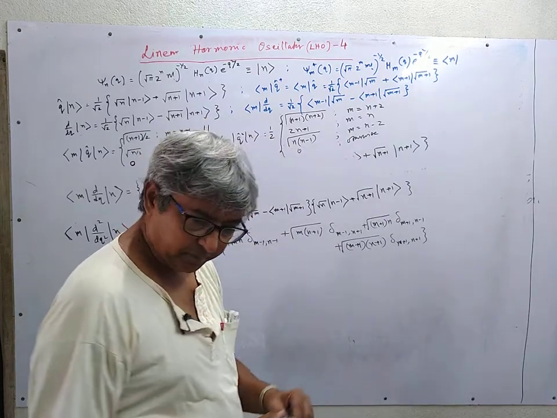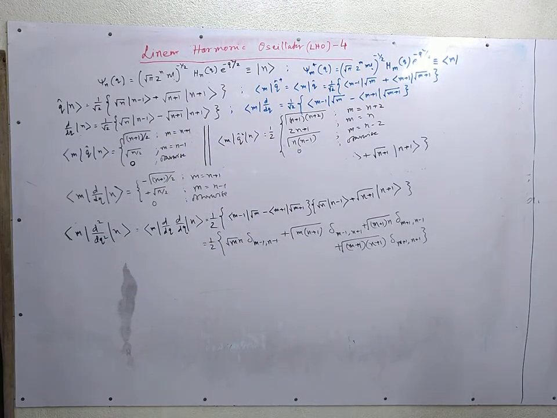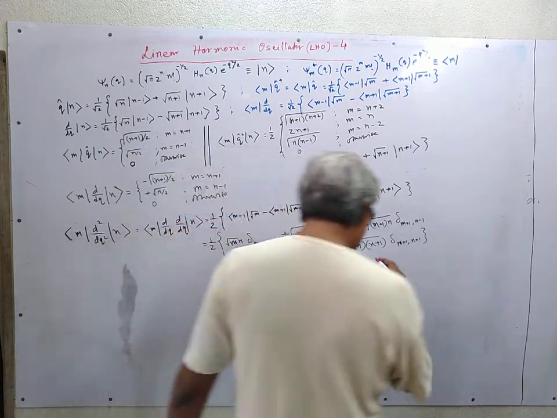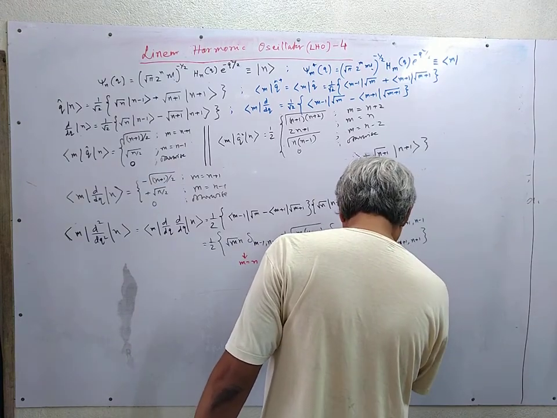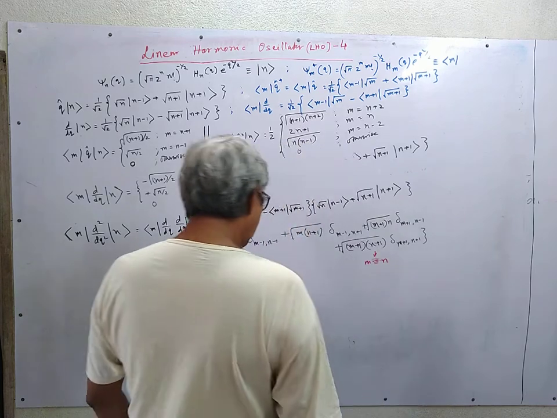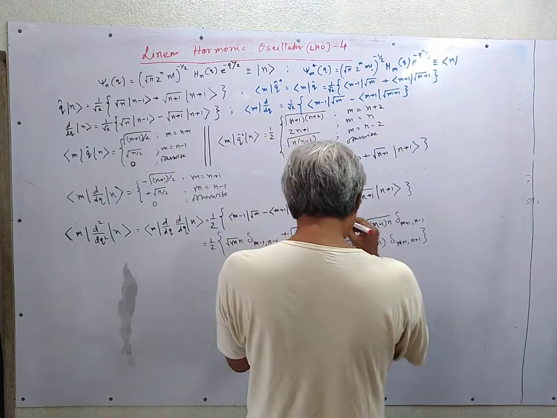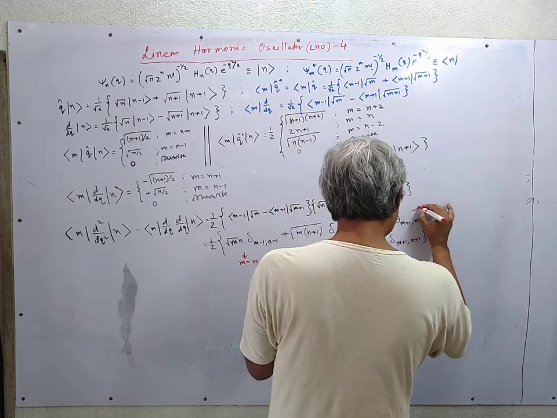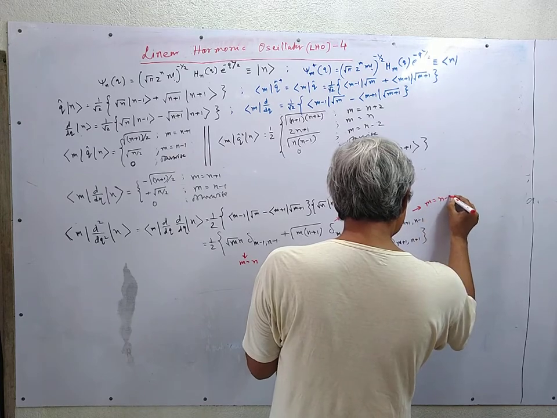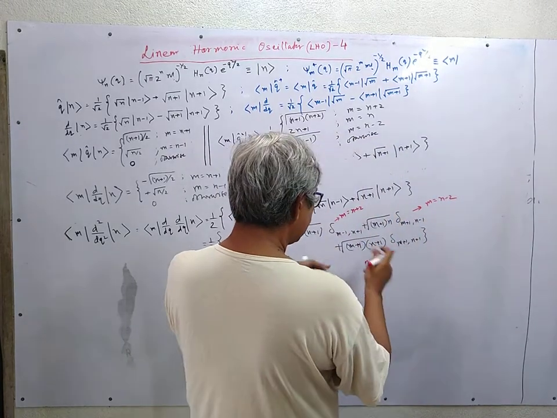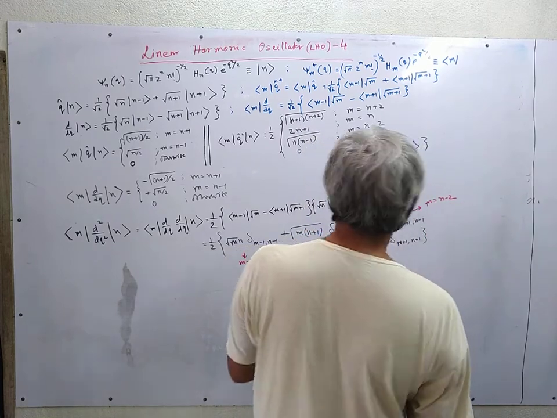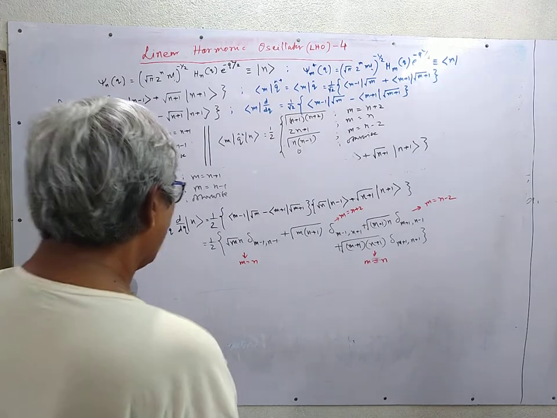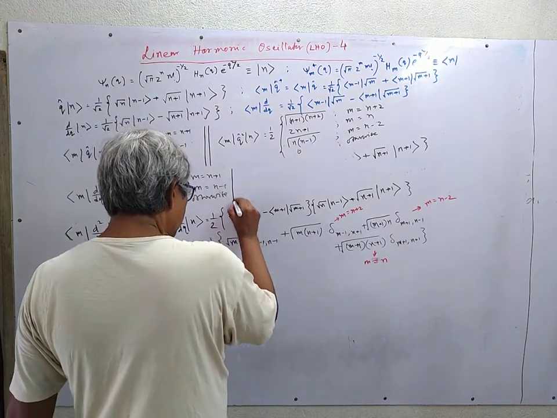You see, these are the elastic processes. These two are elastic processes. This represents m is equal to n. This also represents m is equal to n. This term represents m is equal to n plus 2, and this term represents m is equal to n minus 2. So these two are the elastic processes. This is double excitation, this is double de-excitation process. So we again write the summary.